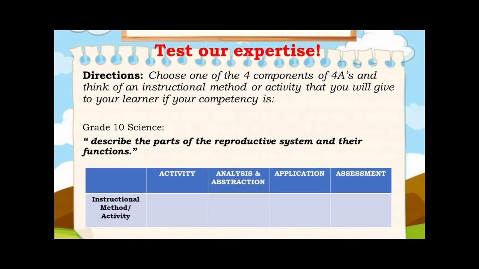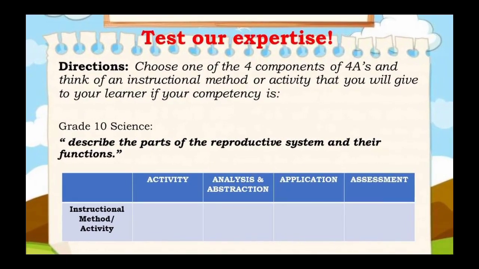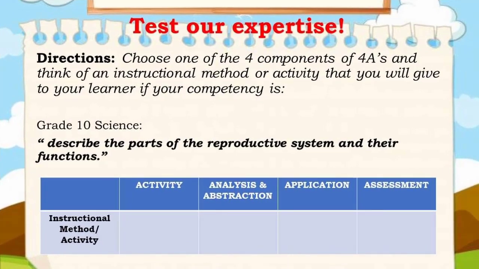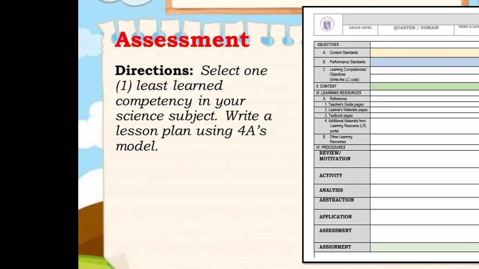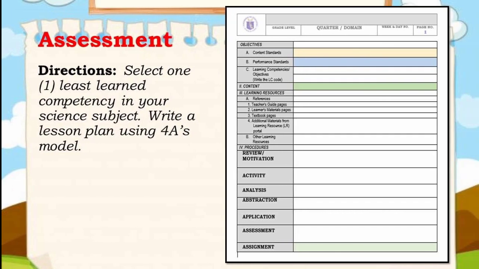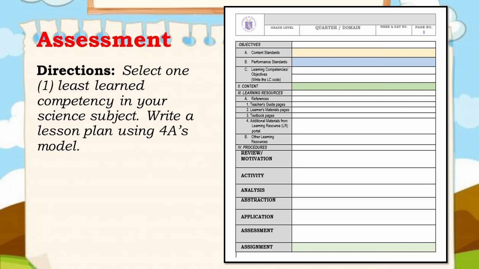This time, let's test our expertise. Choose one of the 4 components of the 4A's and think of an instructional method or activity that you will give to your learner if your competency is: describe the parts of the reproductive system and their functions. I'll give you 1 minute to finish that one. For your final output, select one least learned competency in your science subject. Write a lesson plan using the 4A's model.